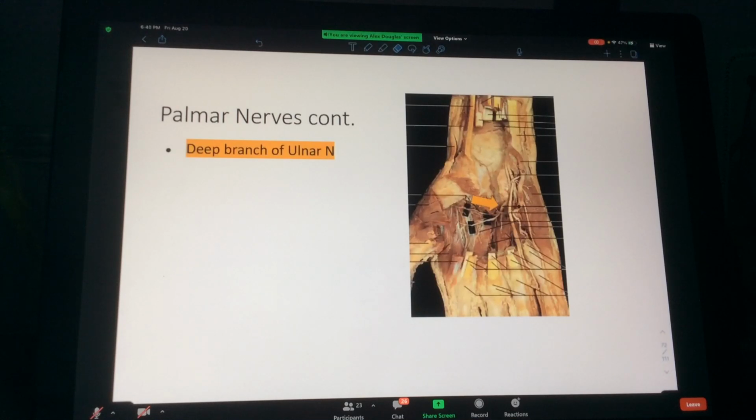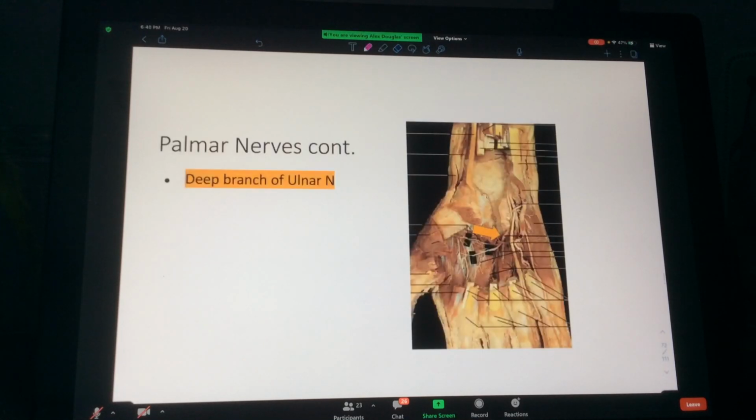Then the deep branch of the ulnar nerve is going to be this branch right here, because you have that ulnar nerve on the pinky side. Remember, pinky side, and it's going to be deep, so I have to get rid of a bunch of muscles to be able to see this deep branch. Deep means deep. And again, trace it back.